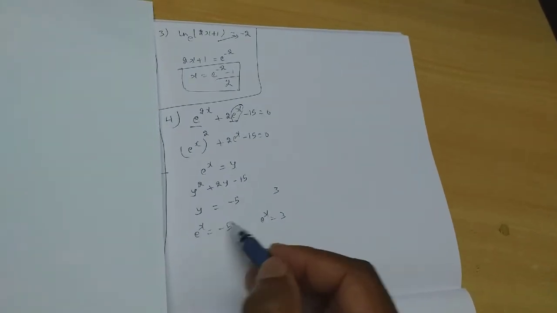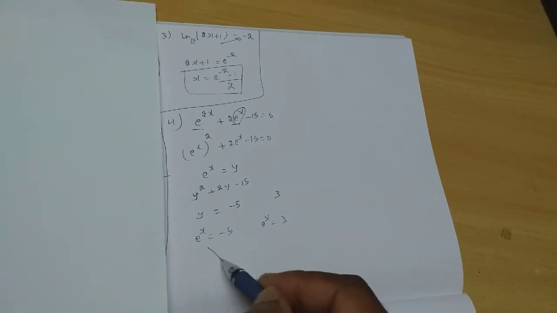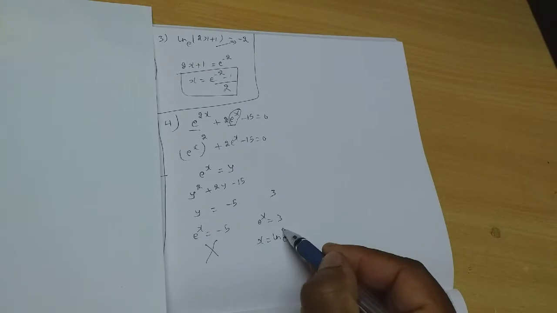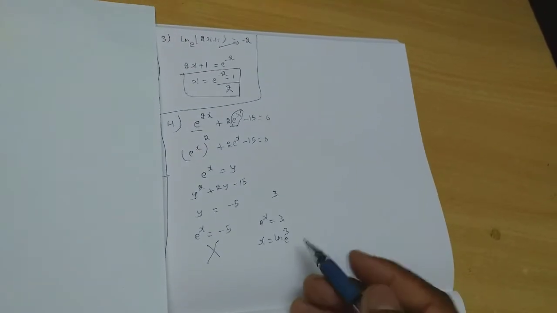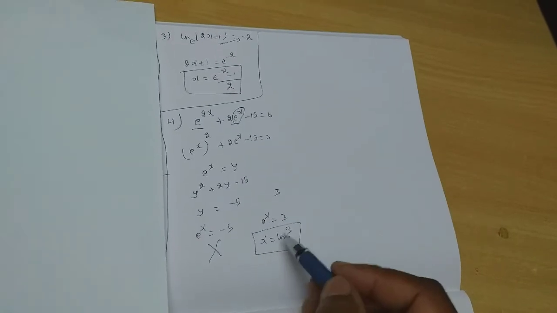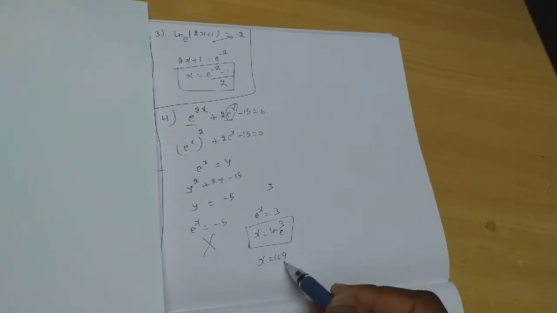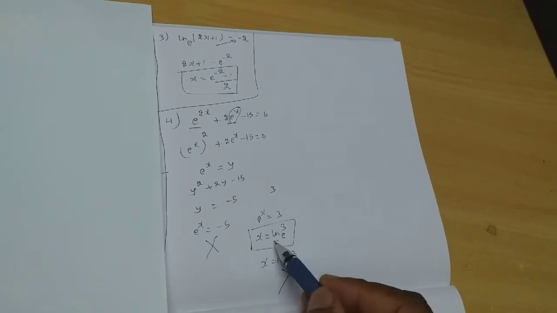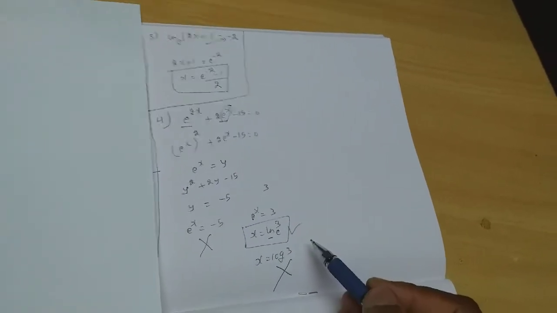e of anything will never result in a negative value. So this gets cancelled. Here x is ln 3, because the base is e, and that is my answer. If you write here x = log 3, it is considered wrong because here it is e. So ln only should be used.